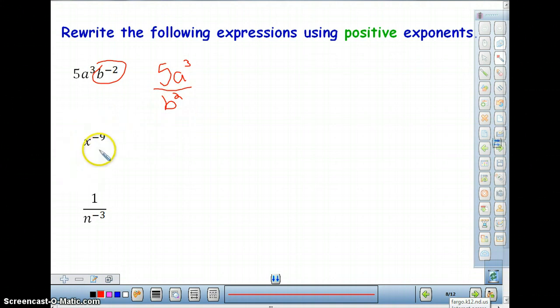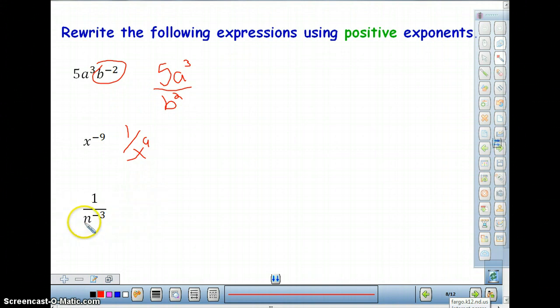Okay, here I have x to the negative 9. So this is where I don't have anything else that's going to be on top. So I have to put a 1 on top. So I go 1 over x, and then I take that negative 9 and I make it positive. So 1 over x to the 9th.